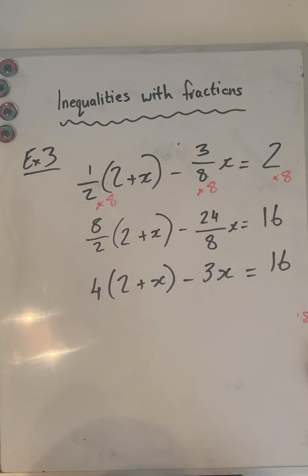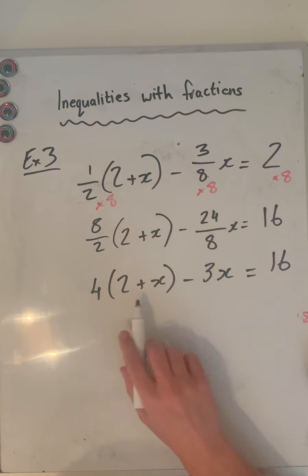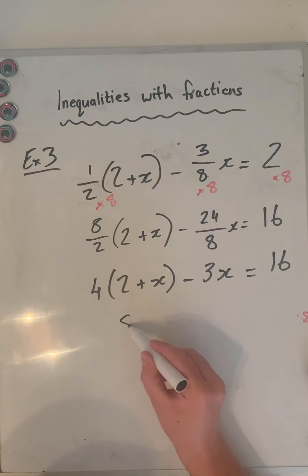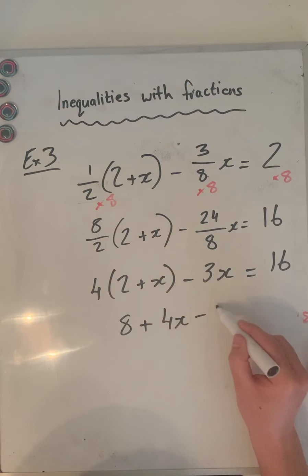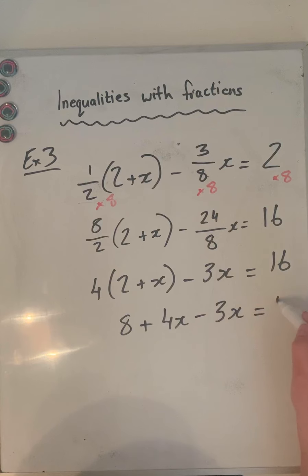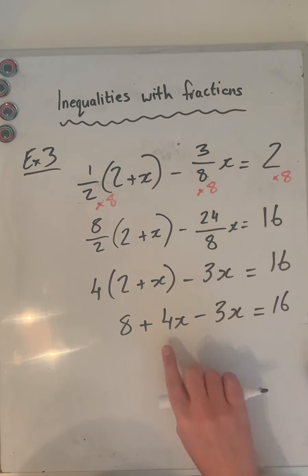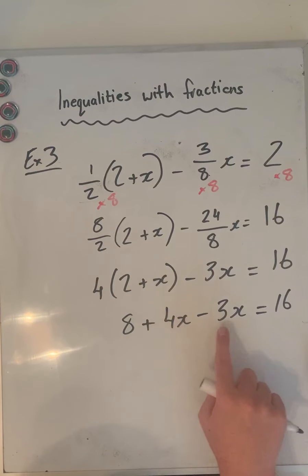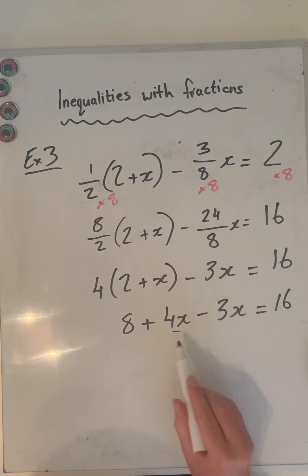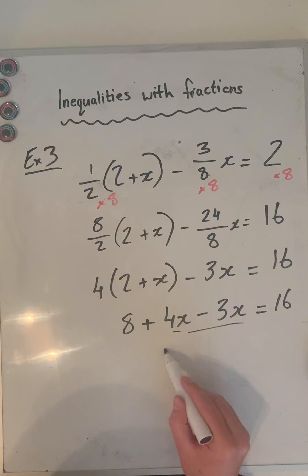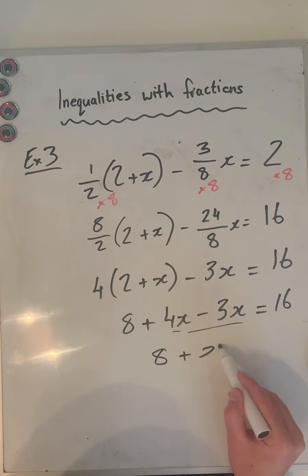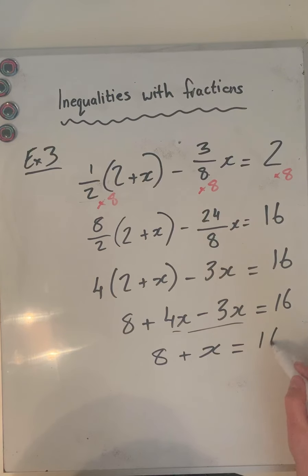So I'm not finished there. What I'm expecting you to do now is multiply out this bracket just now. Okay, so 4 times 2 gives me 8, plus 4x, 4 times x, minus 3x is equal to 16. So I'm just going to tidy up this left hand side a wee bit. I've got 4x minus 3x here. So 4x minus 3x now would just give me 1x, wouldn't it? Or just x. So I've got 8 plus x is equal to 16.